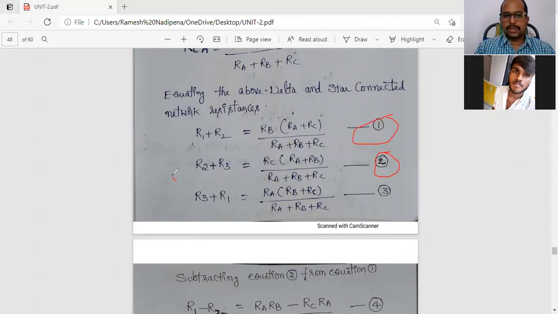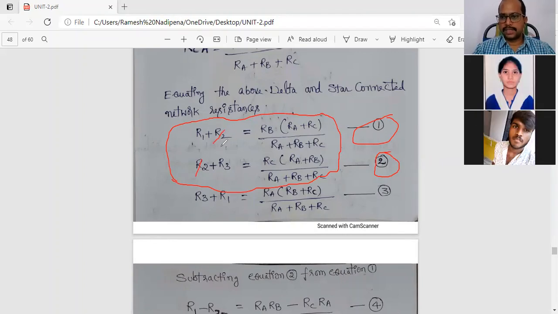Okay, so in these two expressions, the common thing is R2; it cancels. The R2 element is common. These two are cancelled with each other. That means R1 minus R3 is equal to, here also the same thing. Here also the common elements are, not RA, RB, RC is common. Here RC, here RB. Here also RB, RC. Those things are cancelled with each other.